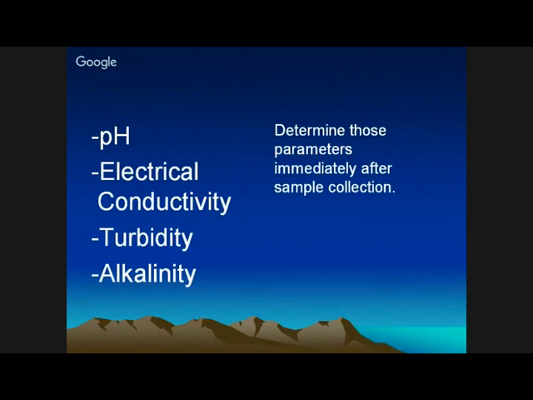And there are some other parameters. Once your sample goes to the laboratory, within which period it should be analyzed is also important. Some parameters have to be analyzed immediately. As soon as the sample reaches the laboratory, it has to be put to analysis for these parameters: pH, conductivity, turbidity, alkalinity. These have to be analyzed immediately after the sample reaches the laboratory.